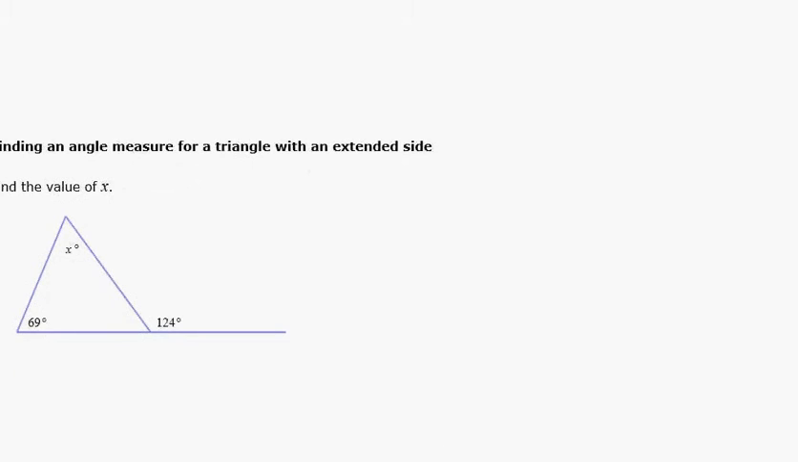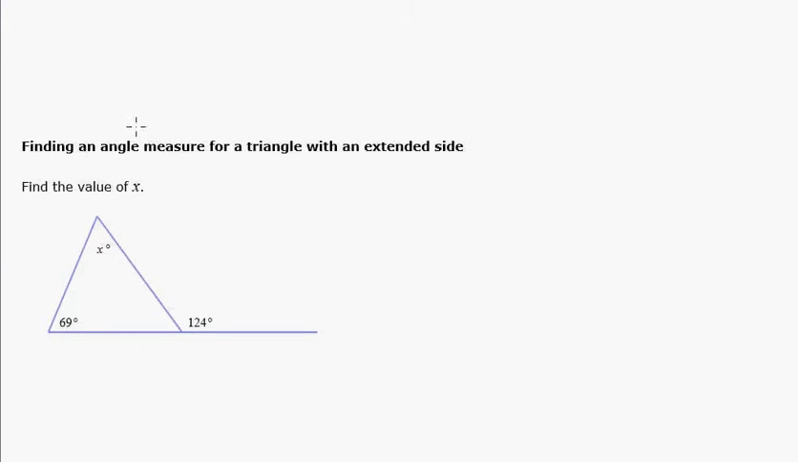In this video, we're going to look at finding an angle measure for a triangle with an extended side. So here's a triangle, and then here's the extended side. It extends out. Okay, so there's two properties that we're going to use to solve this. What we want to do is find x, but we haven't been given this angle right there. We don't know that. If we knew it, what we know is the sum of the angles is 180.